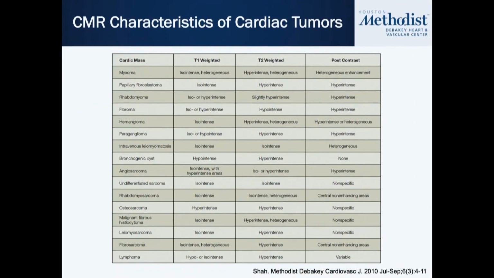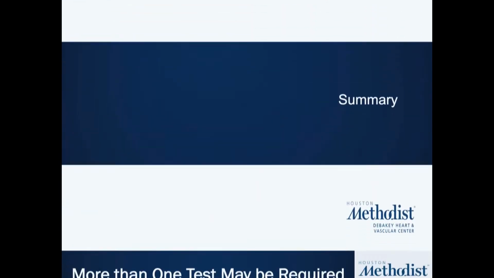This is a table. I'm not going to go through it. This is from Dr. Shah, published in the DeBakey journal. Essentially, it shows the characteristics of tumors on MRI, how we can use T1, T2, and the contrast in order to identify a tumor. Obviously, that's never enough. You have to put everything together in addition to this table to try to figure out what the mass is.